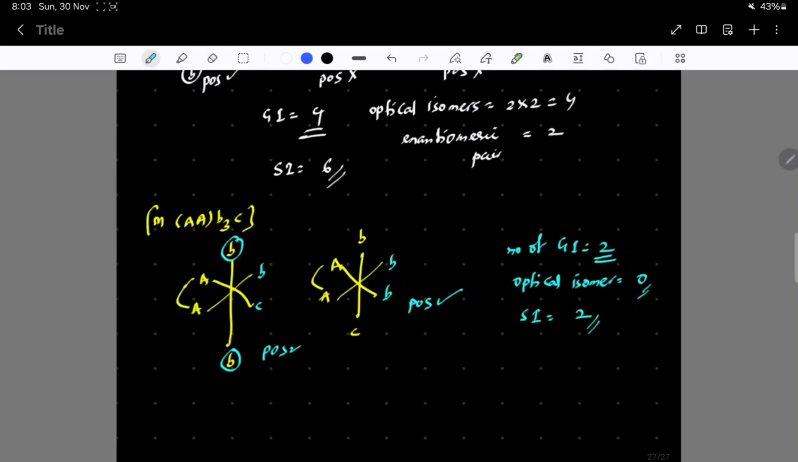Okay, so please check it, student. These are the possible orientations related to what, student? M. Now we will move to another system, student. We will go to the MA₃B taken thrice system.